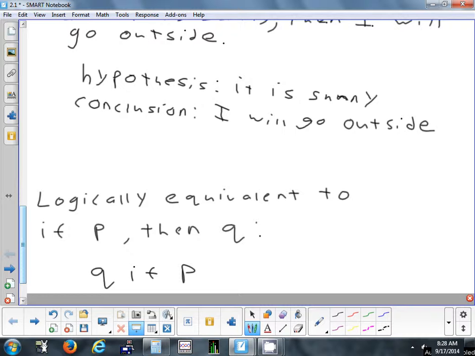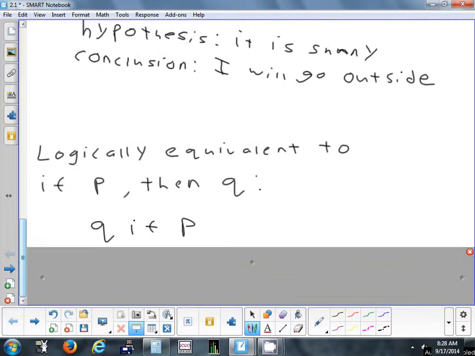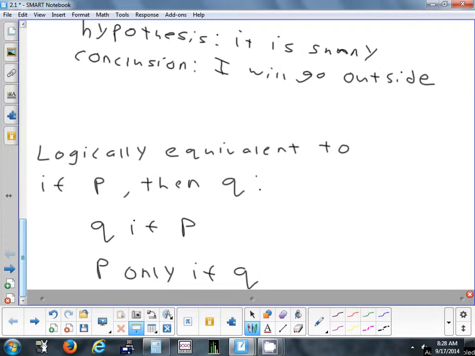Logically, using logic, Q if P has exactly the same meaning as what is above. So using the example I had up above, if I said to you, I will go outside if it is sunny, logically, that's exactly the same thing as saying, if it is sunny, then I will go outside. This starts to get into a very technical kind of wording. It is very specific how you say things. And here's a third way, and we'll get to this one probably a little bit later in Chapter 2, that's also logically equivalent to the other two.